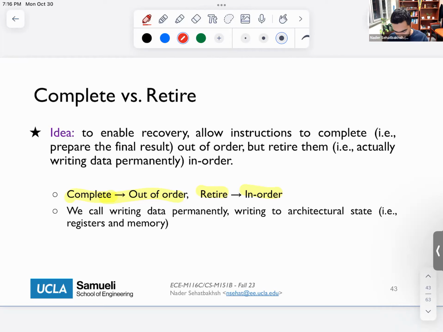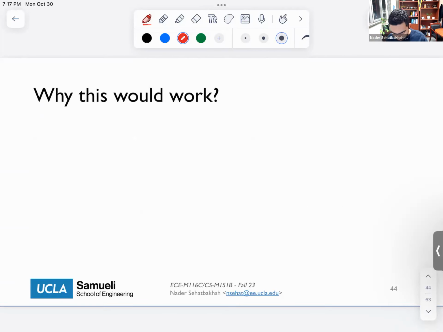So complete happens out of order. But we're going to retire, which means that we're going to write into what we call the architectural state, in other words, registers and memories, only in order. So basically, we retire I1 first, then we retire I2, then we retire I3, and so on. We never retire I3 before I2 or I3 before I1. Okay. So why would this work and how is this actually going to help our problem?